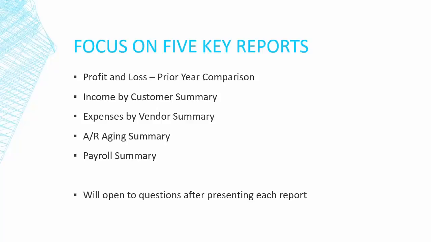Today we're going to focus on 5 key internal reports that are good examples of how you can use that data. They are profit and loss, prior year comparison, income by customer summary, expenses by vendor summary, AR aging summary, which is accounts receivable, where your collections essentially happen, and then the payroll summary, details about your staffing and how it's being impacted. A lot of times companies want to monitor overtime. They may want to monitor the cost of their benefits. There are different ways that you can use that payroll summary.